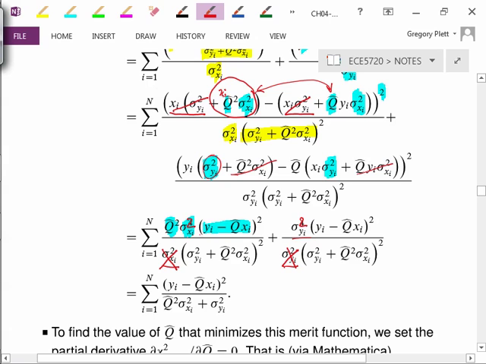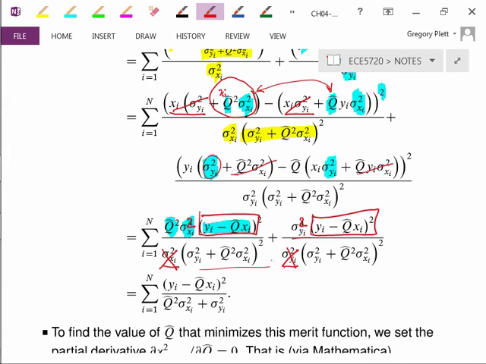And look at the numerator. Both numerators share a y minus q x squared, and what's left over is q squared sigma x squared plus sigma y squared, which is the same as one of the terms in the denominator. So it cancels the squared in the denominator, and it just leaves a one of those in the denominator. So at the end of all of this, I have the cost function for weighted total least squares: the sum, i equals 1 to n, of (y_i minus q x_i) squared over q squared sigma x squared plus sigma y squared.